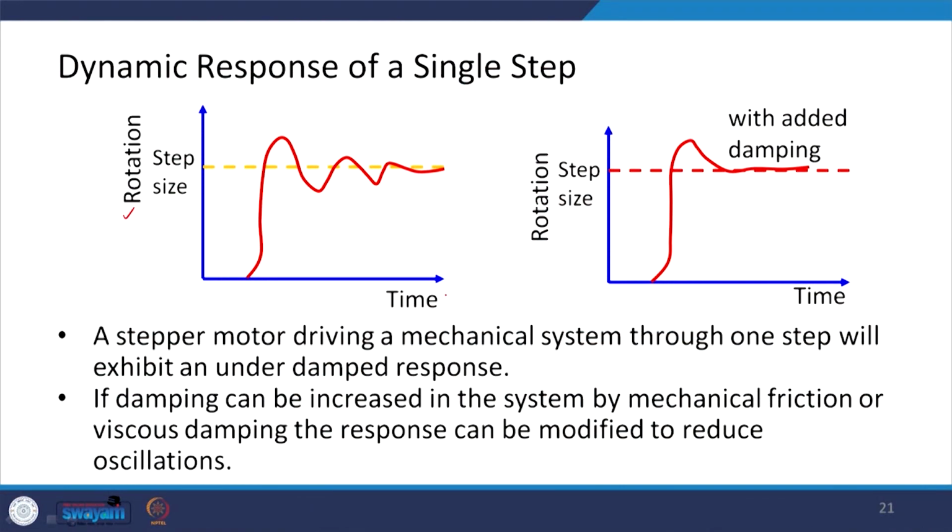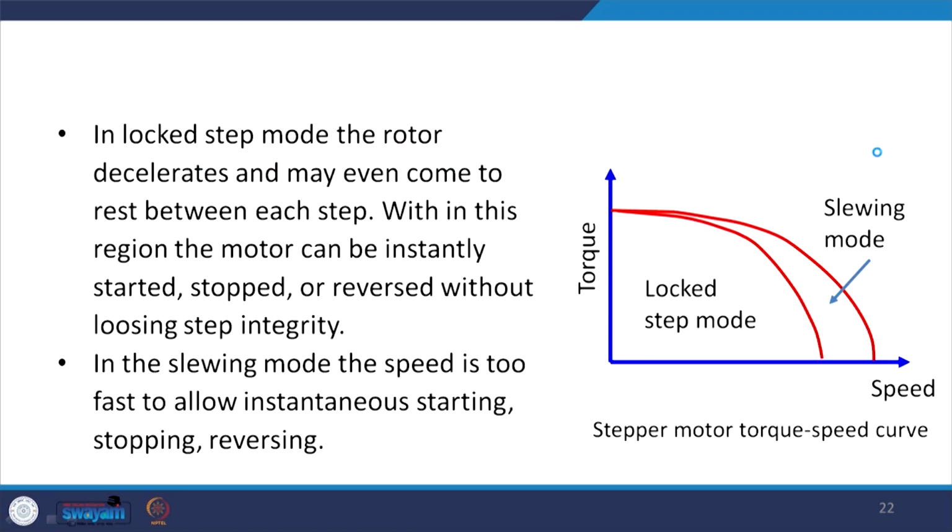Now, let us look at the dynamic response of a single step of the stepper motor. If I plot, say, the rotation versus time, and this is the step size, naturally my motor will not directly jump to this step; rather it follows this path, and it tries to settle after some time on the step size. If I add some damping to it, then these oscillations can be reduced, and so with added damping this is the behavior which can be obtained.